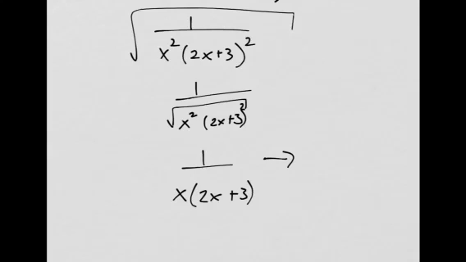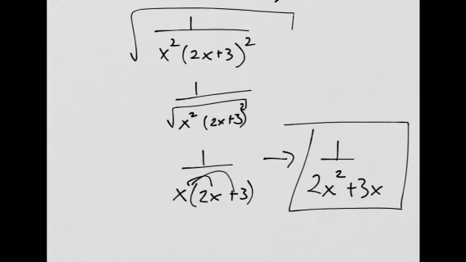So the last simplification that we could do is distribute. And that would be 2x squared plus 3x. I don't know what else to do with that.